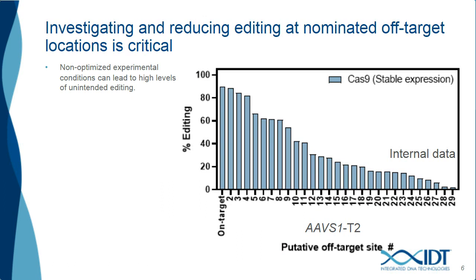Here we can see just how important quantifying off-target editing effects is for an AAVS1 targeting guide and 28 nominated off-target loci that we evaluated in-house under variable experimental conditions. Here you can see the percent editing quantified by NGS on the y-axis, with each on- or off-target on the x-axis. Using a cell line with continuous expression of the Cas9 complex, we can observe a large amount of editing at the on-target, but also highly prevalent editing at these 28 off-target loci.